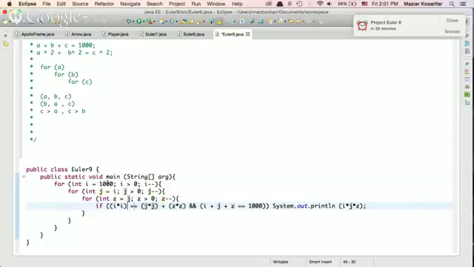I will check if I to the power of 2, which is for the value of Z. Again, C should have the greatest value, so it should start from 1000 and come down until we find a value that satisfies it. It is equal to J to the power of 2 plus Z to the power of 2. And at the same time, I plus J plus Z should be equal to 1000. If that's the case, then that is the value that we want.